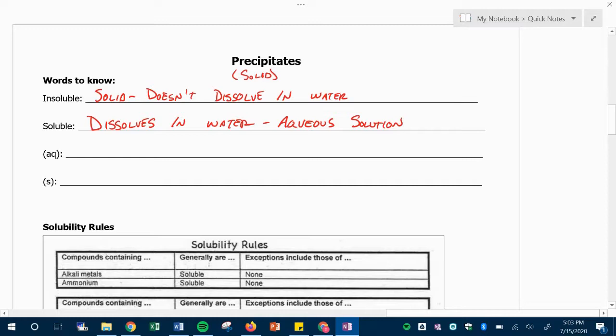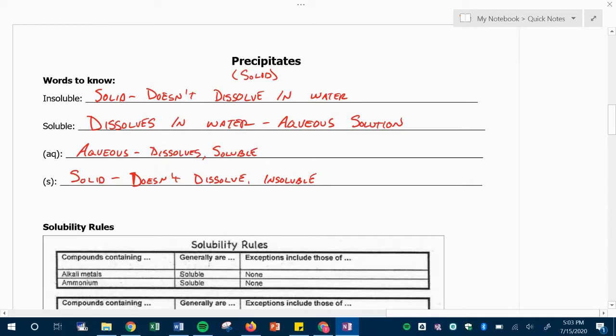Now, aside from that, a little while ago, we talked about important symbols. Two of them were AQ and S. Let's label those again. AQ, remember, stands for aqueous, meaning this dissolves or it's soluble. And then we have S, which stands for solid. This obviously doesn't dissolve, so this is our insoluble substance.